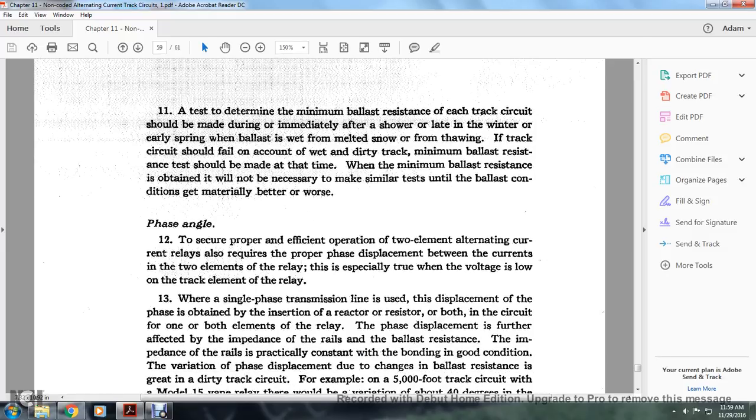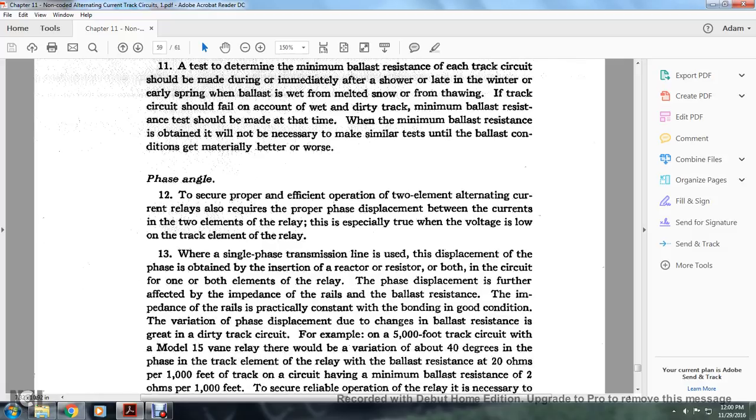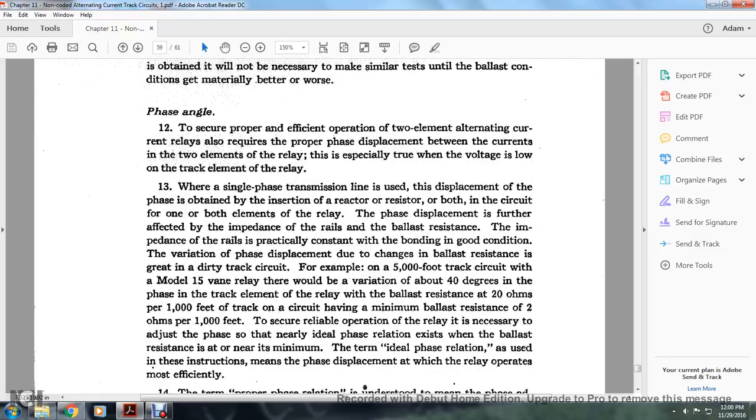Now, the phase angle. To secure proper efficient operation, two-element alternating current relays require the proper phase displacement between the currents in the two elements of the relay. This is especially true if the voltage is low on the track element of the relay. 13. With a single-phase transmission line, the phase displacement is obtained by the insertion of a resistor or a reactor, or both, in the circuit of one or both elements of the relay.